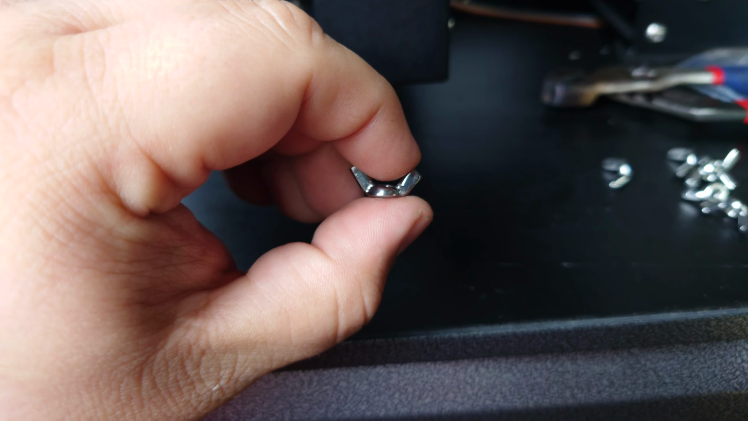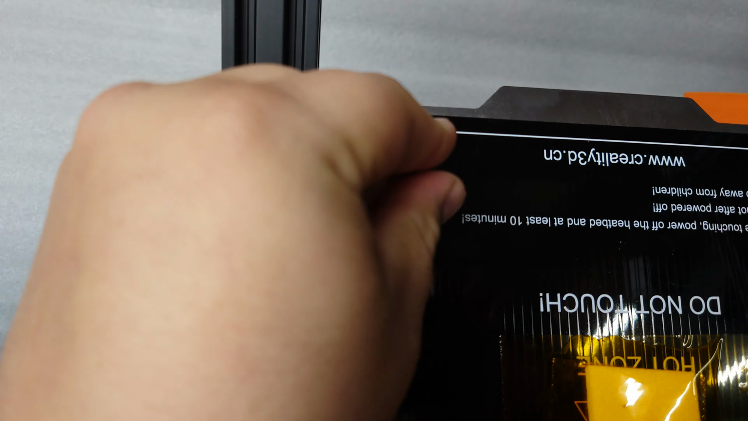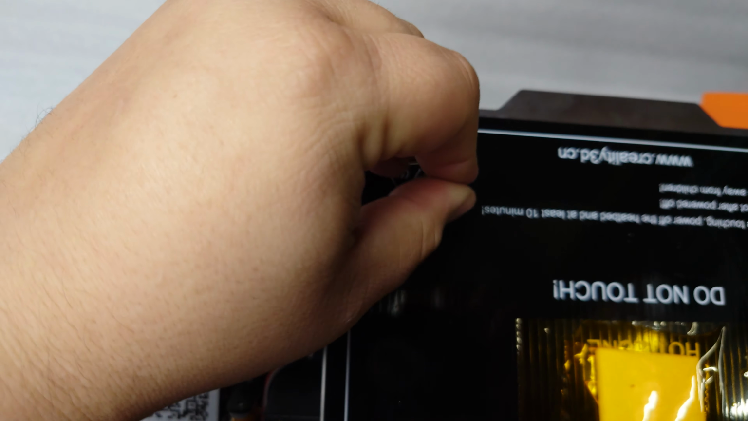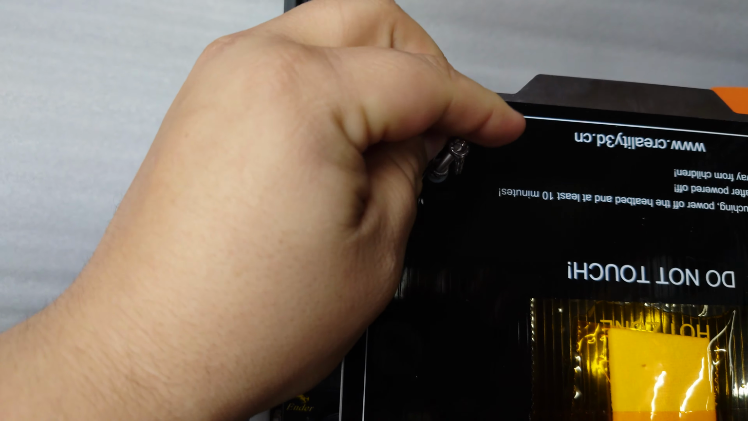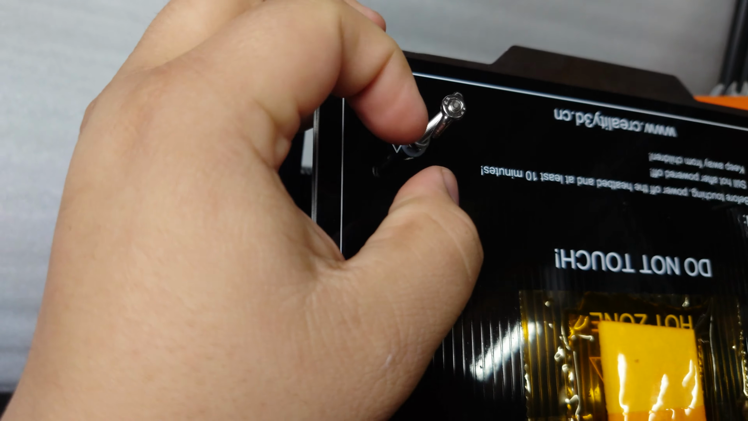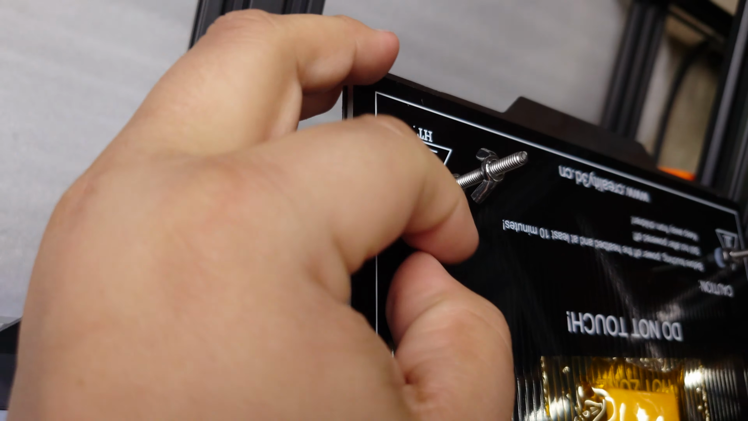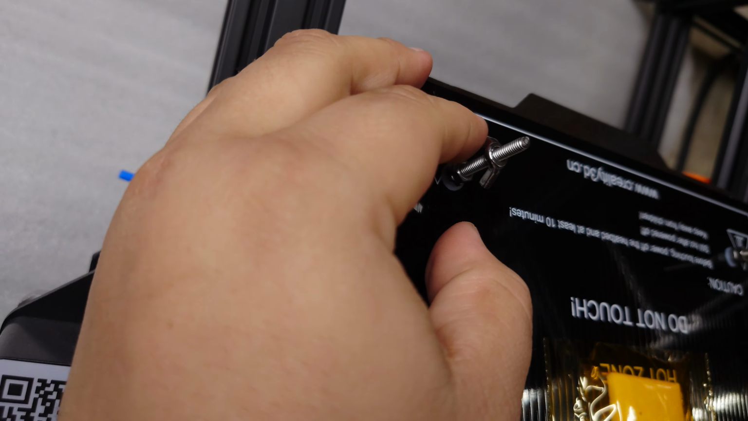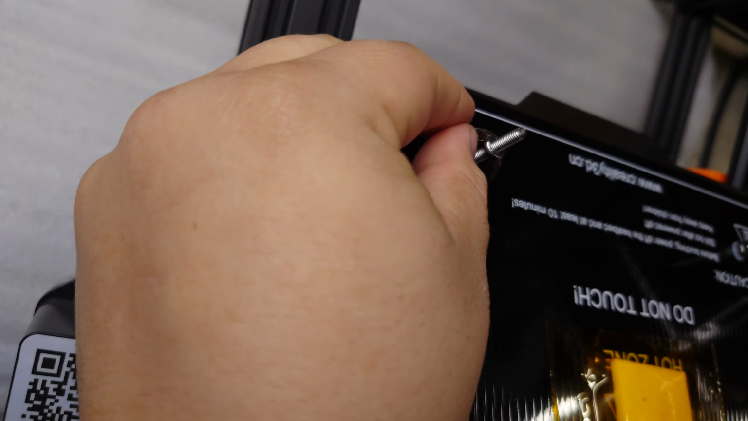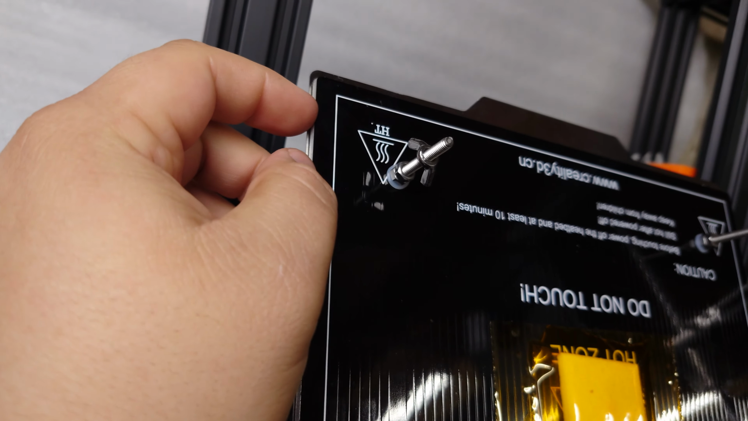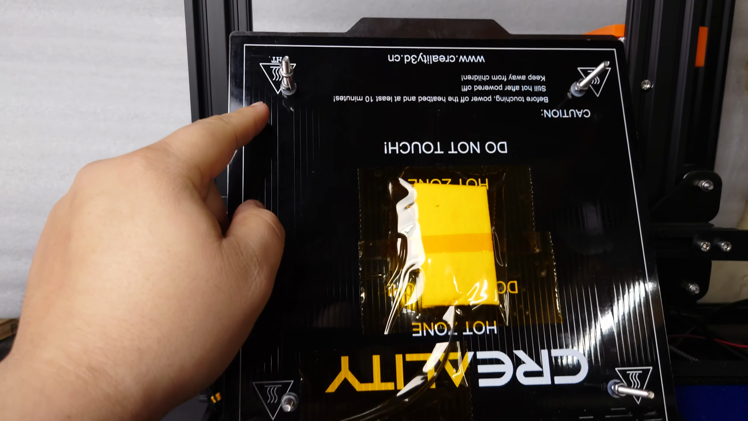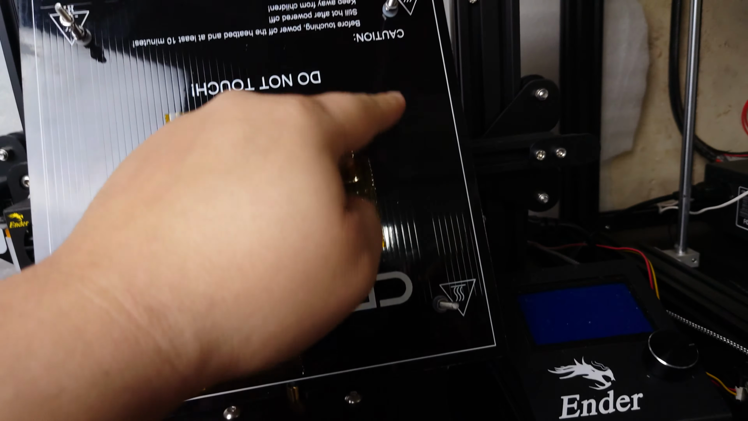Now, take one of the wing nuts that is supplied in the kit. You'll be screwing this onto the stud upside down. Get it to the point where it's about halfway on the stud. Be sure to do this for all four studs that protrude through the hot plate.